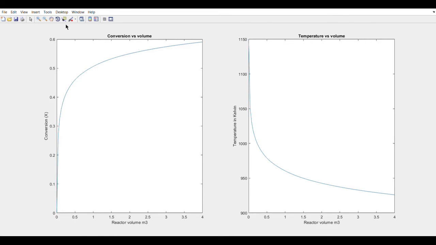So we have a plot of conversion versus volume here from our code number 2, and we can see conversion as a function of reactor volume. For the first case, case number 1, where the nitrogen feed flow rate is equal to 28.3 mole per second, conversion increases as the volume increases, and similarly we have a decrease in temperature with increasing volume, which is of course expected from a cracking reaction. So this is an expected graph.